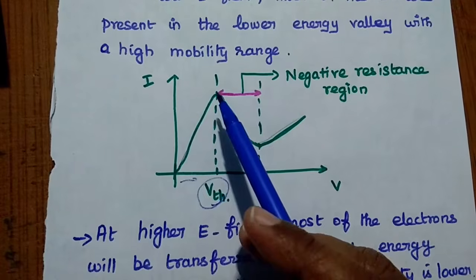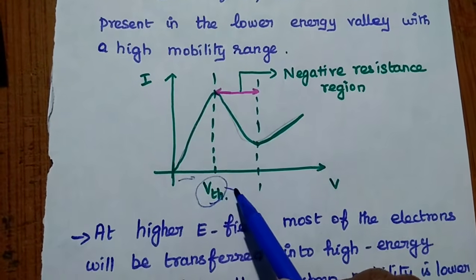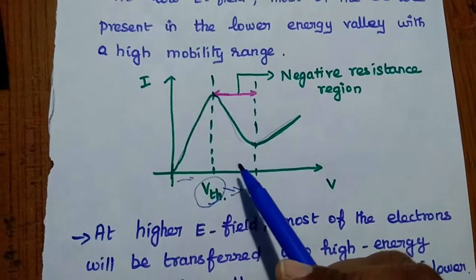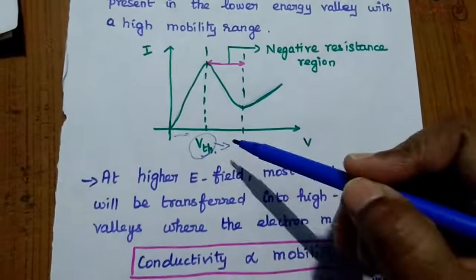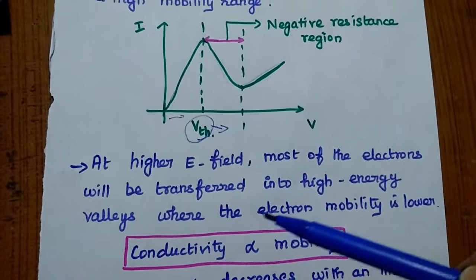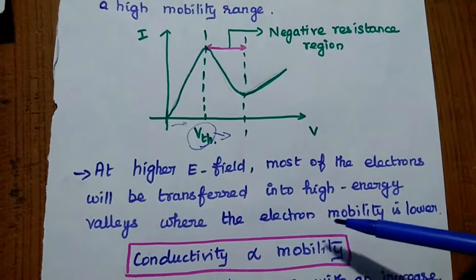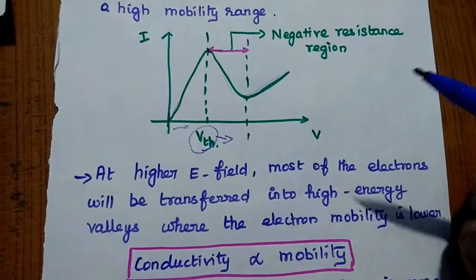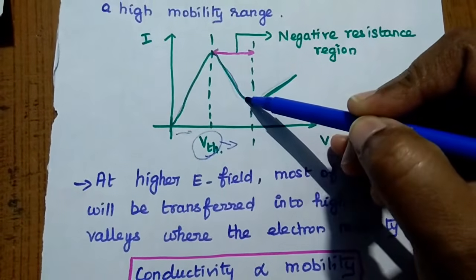Okay, so here it is the maximum current. After this threshold voltage, if we still increase the voltage, the current starts decreasing, because after this threshold voltage, maximum electrons are there in the high energy level with low mobility. There is no movement of the electrons. At that time, current starts decreasing itself.